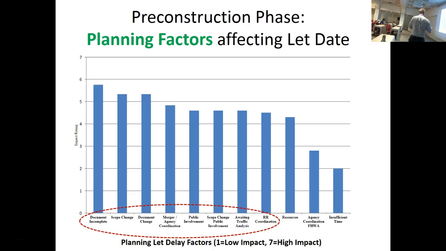Also, public involvement, it's a double-edged sword. The public are key stakeholders in the project. Okay, you've got to involve them, but on the other hand, they can also slow your project down too, because they may want to see something different. They say, this bridge here doesn't look appropriate. We'd rather do something else. We want to have a tunnel. We don't want to have a bridge. So public involvement can also create problems with meeting the let date. And then railroad coordination is another. So these are kind of the key factors that occur during the planning stages of the project that can derail your let date.